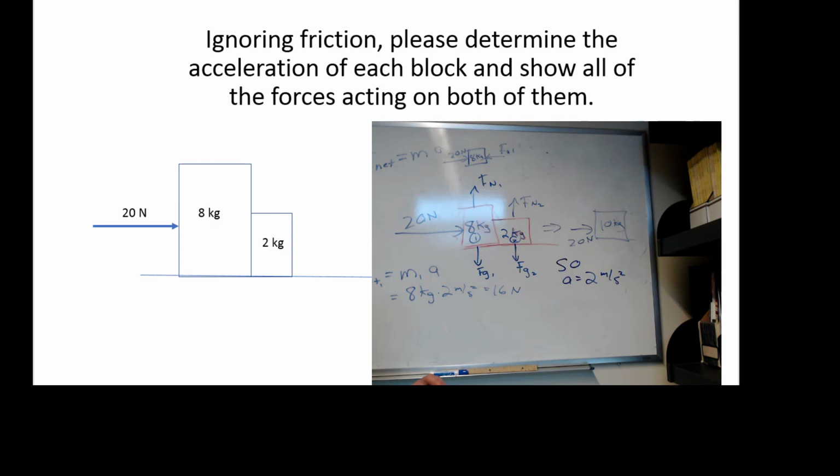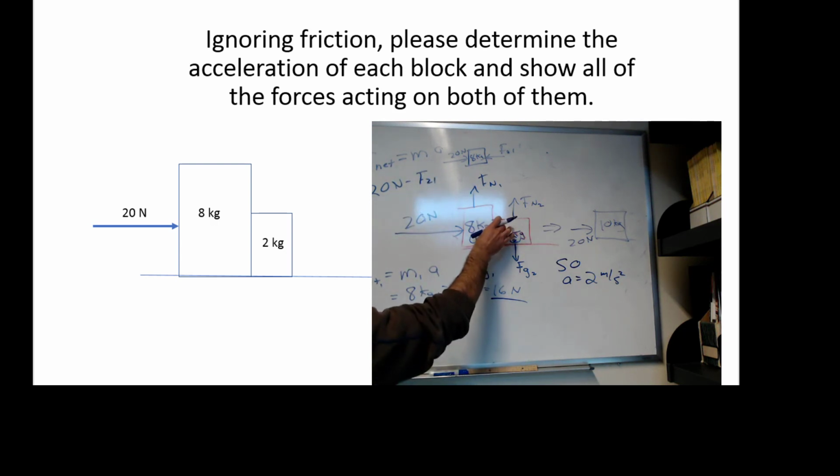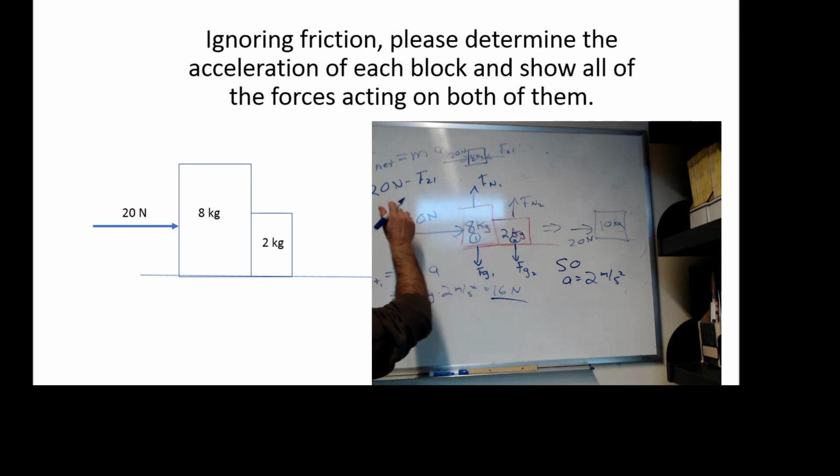All right? So I could say then therefore that the net force, which is 16 newtons, is equal to 20 newtons minus F21. F21 is the interaction force between these two blocks. So F21, therefore, F21 has to be equal to 4 newtons.